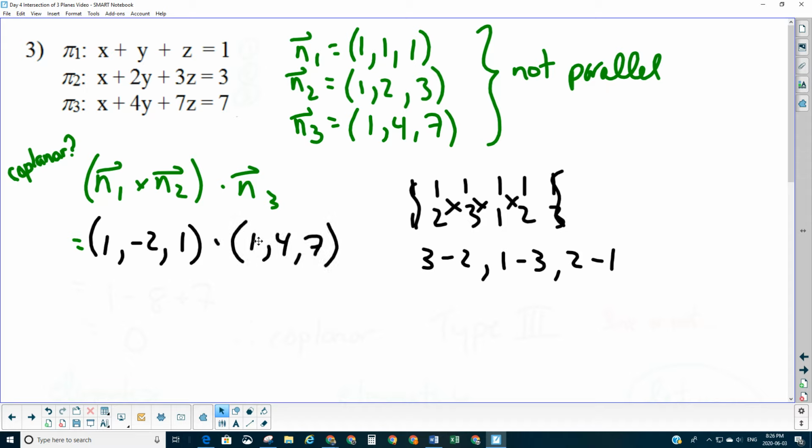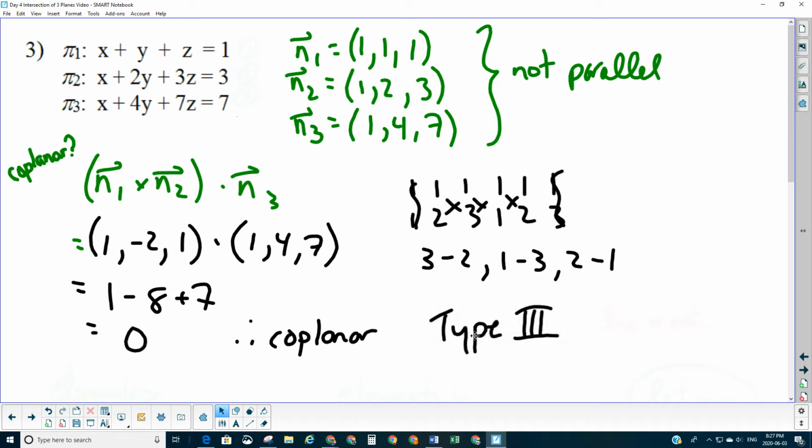I'm going to now take the dot product between it and the third, and if it is 0, then it is perpendicular. Again, 1 times 1 is 1, negative 2 times 4 is negative 8, and 1 times 7 is 7. And look at this, it ends up being coplanar. So it is coplanar, which means, shocker, that it is type 3.